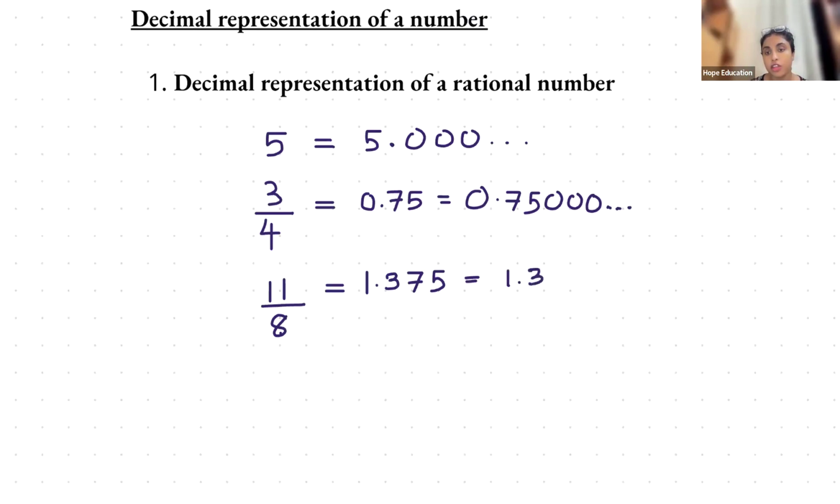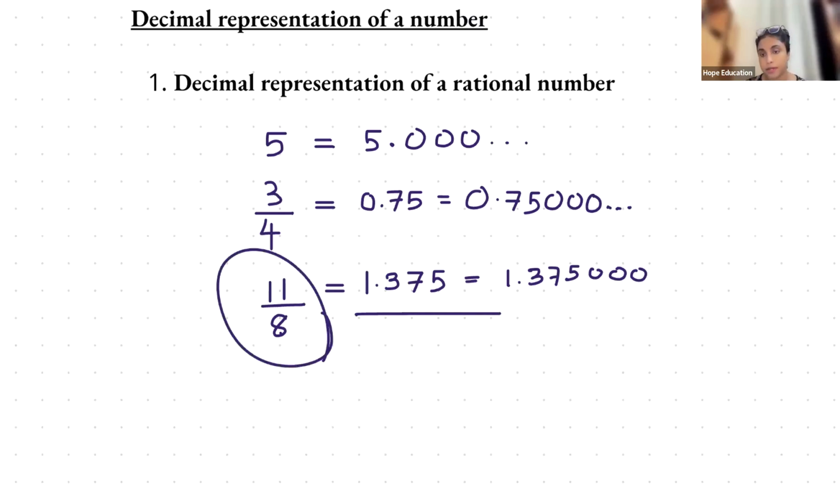1.375. You can add as many zeros as you want at the end. When you add zeros at the end of a decimal, it doesn't really hold a value. It doesn't change the value. It will still be 1.375 and that will still be 11/8 and it will be a rational number. So it doesn't matter. What about something like this?